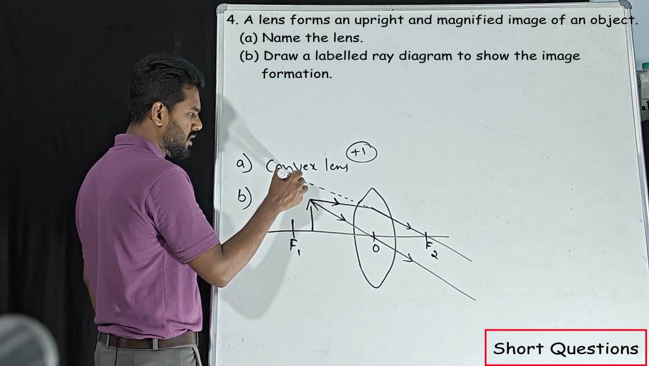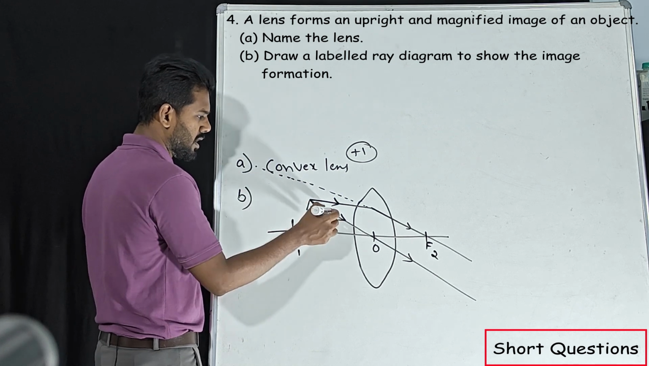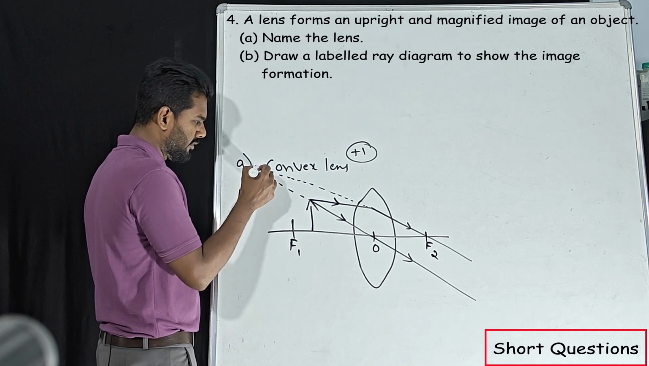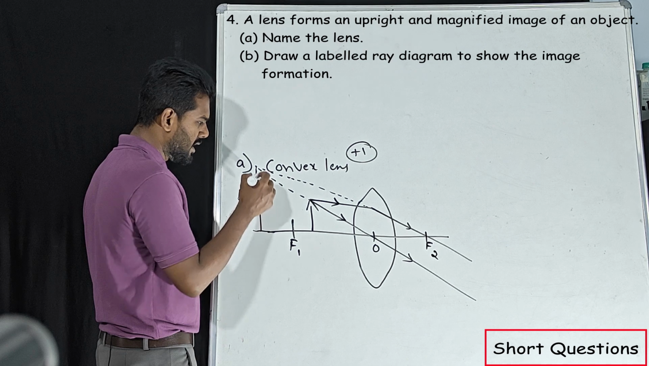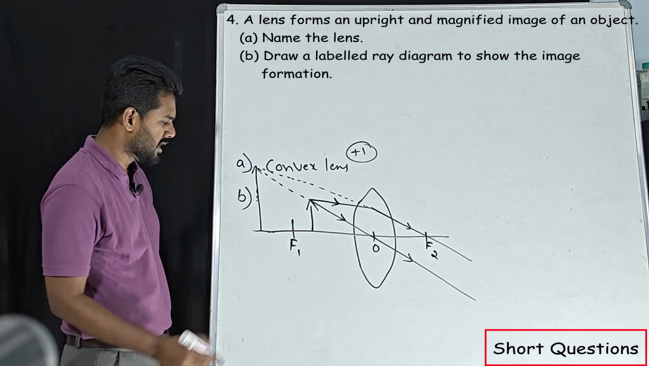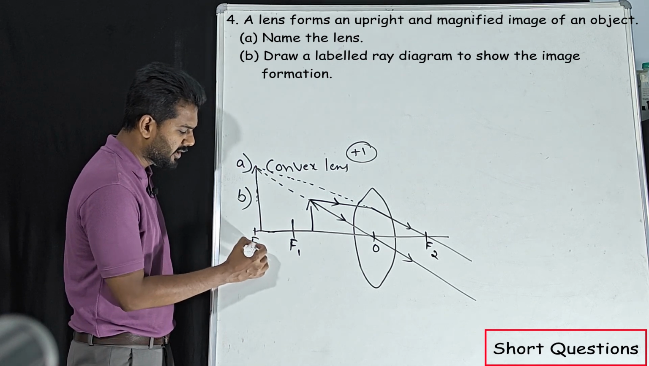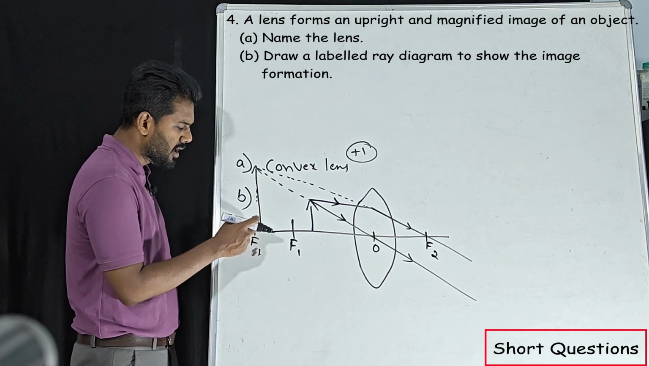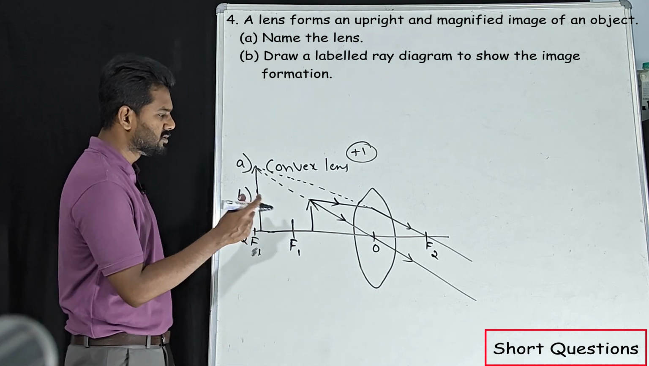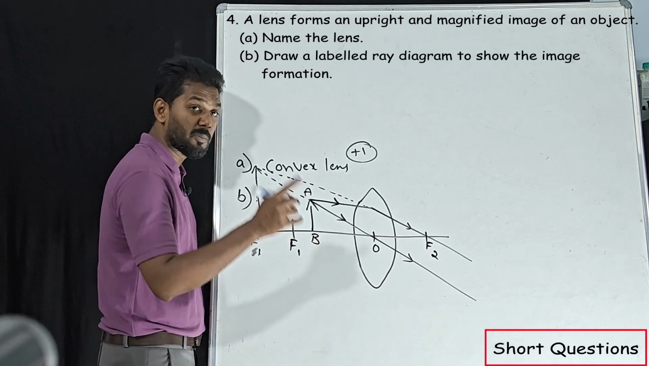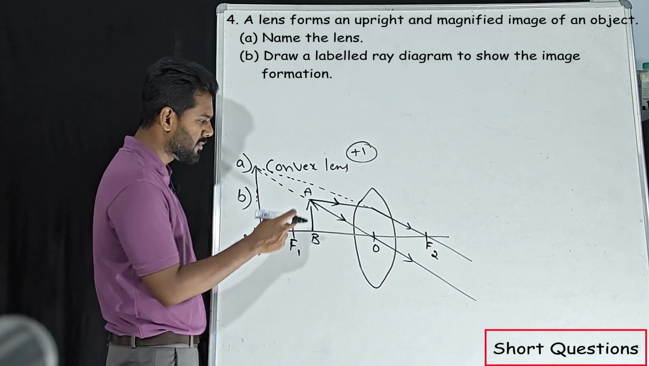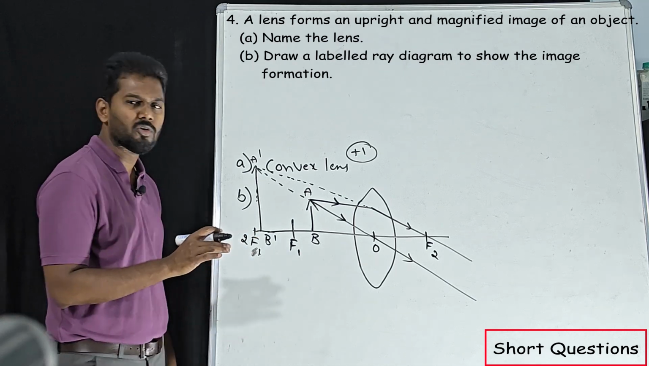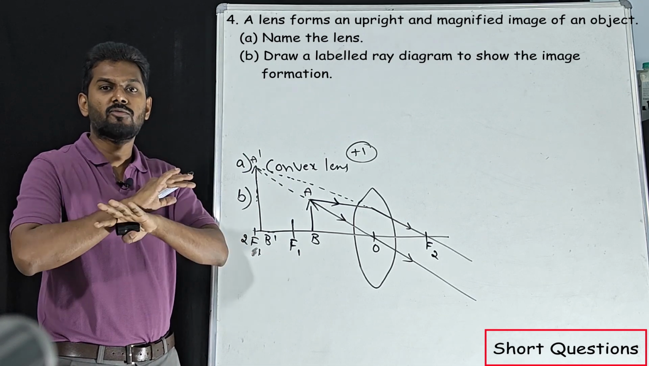How to get the virtual image? Extend these two rays backward in a straight line. It has to be very straight. Wherever we get this intersection, there we are going to get the image, and this will be between F1 and 2F1, almost near to 2F1. So if the object is AB, since they have mentioned a labeled diagram, then the image will be A dash B dash. If you draw the diagram like this, definitely you'll get full marks.